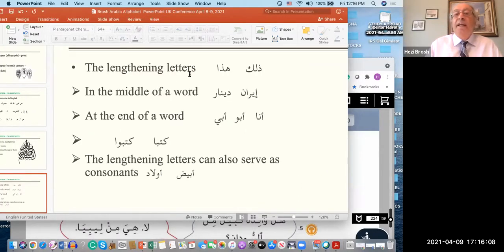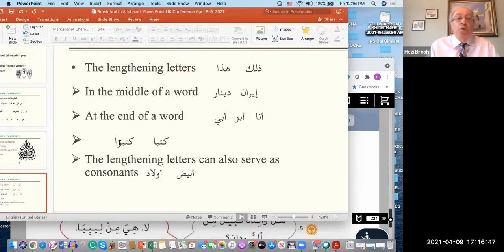For example, lengthening letters. Here you have to lengthen, but you don't see the lengthening letters. ذَلِكَ, هَذَا. Here you see the lengthening letter, but you don't have to lengthen. Iran, because if there are two lengthening letters in the middle of a word, we lengthen only the second one. So we say Iran, dinar. I don't say dinar. And here, for example, the same lengthening letters, when they are at the end of a word, are not lengthened. I say ana, abu, abi.